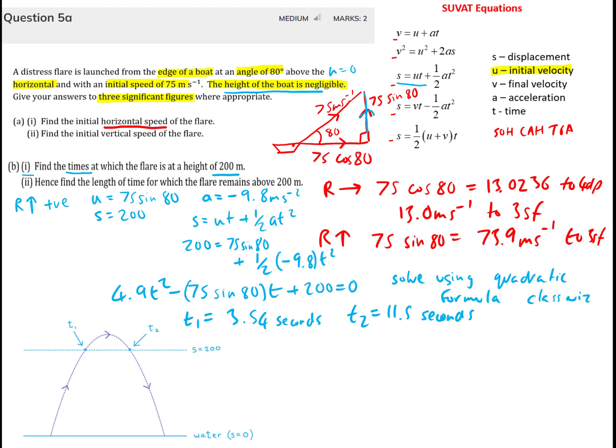Now that should make sense. Now part 2, hence find the length of the time for which the flare remains above 200 meters. So can you see this arrow here? That's when it's going to be above 200 meters. I'm going to highlight that in purple.